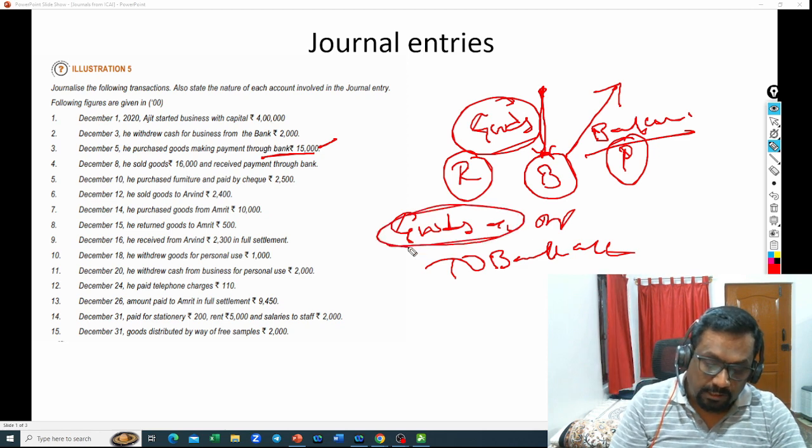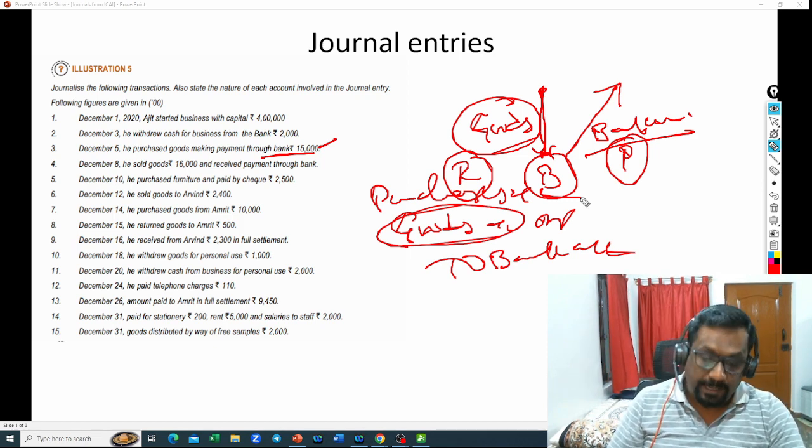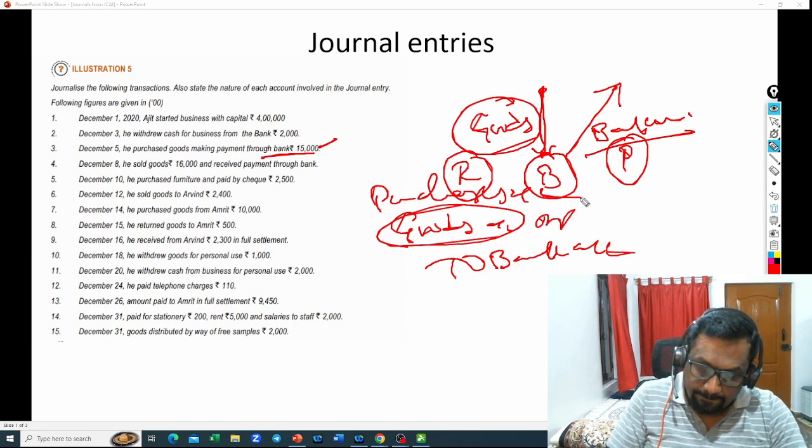So instead of goods account, you can also debit purchase account. So the entry is going to be purchase account debit to bank account. Clear? Right. Next one.